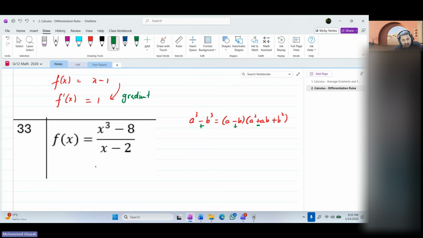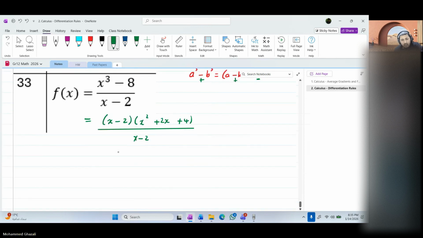So what we have here is negative, so that's going to become x minus, what's the cube root of 8? 2. X squared is x squared, minus 2 squared is plus 4, and the middle term is 2 times x, which is 2x with opposite sign, divided by x minus 2. Right, now we can see the x minus 2 and the x minus 2 cancel out. So this function actually simplifies to be x squared plus 2x plus 4.